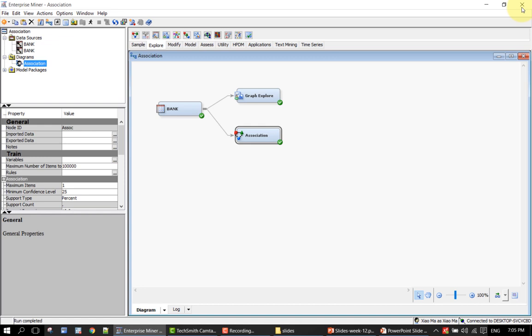What do you think the confidence will be? Near 100, near perfect. That's one guess. Can you say that again? I was just saying about the condition. If there will be checking, then there will be saving. So what would be the confidence? 100%.